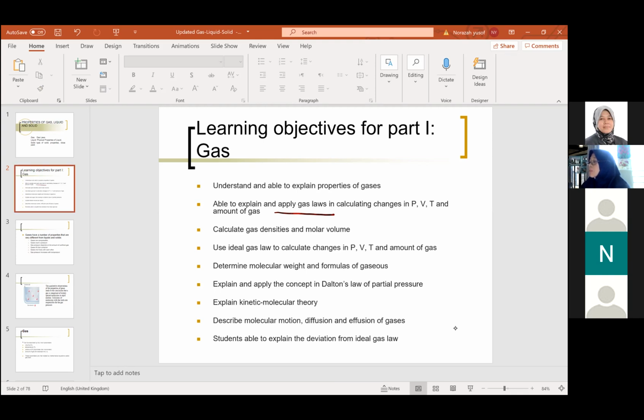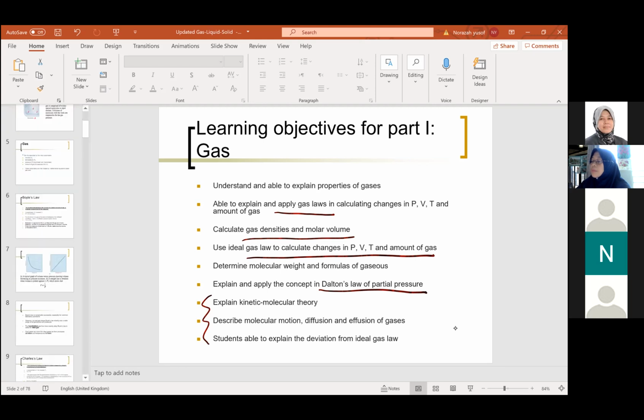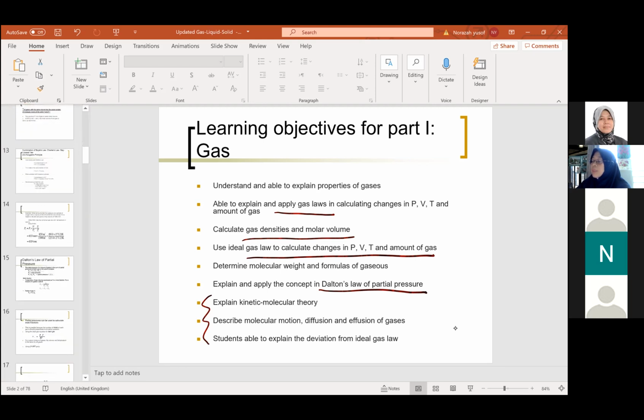So apart from that, of course, gas densities, PV equals nRT, Dalton's law of partial pressure. Those are things that you have to memorize, as well as try to do questions, especially calculation, because in the gas topic there's a lot of calculation. These also involve a lot of explanation. So that will be gas.